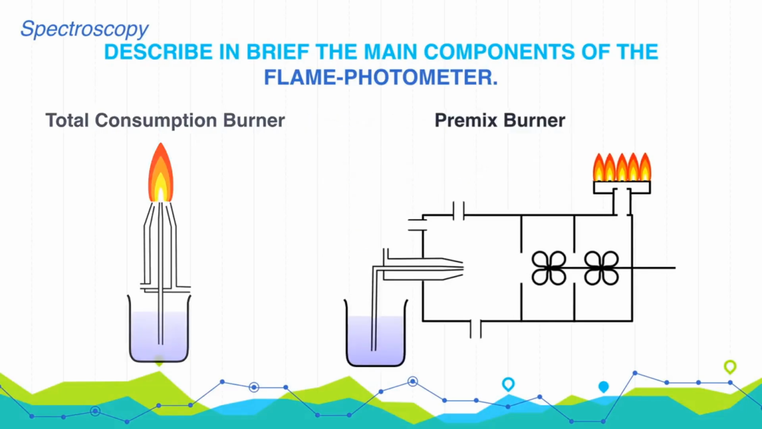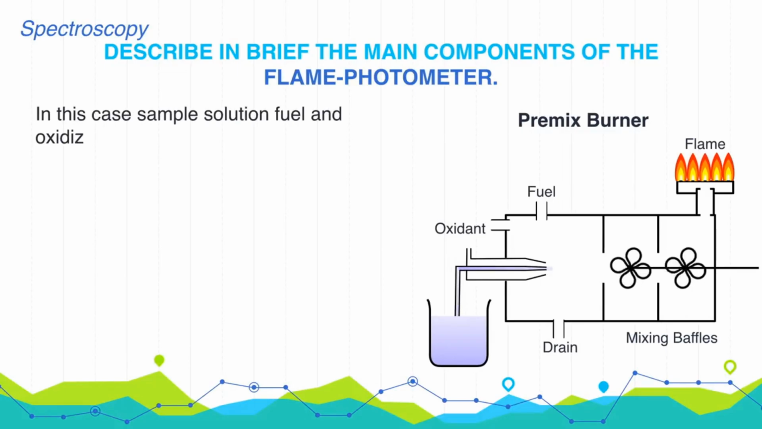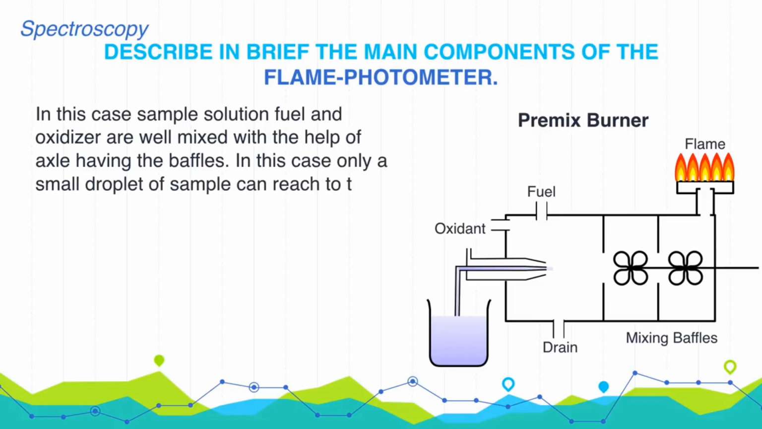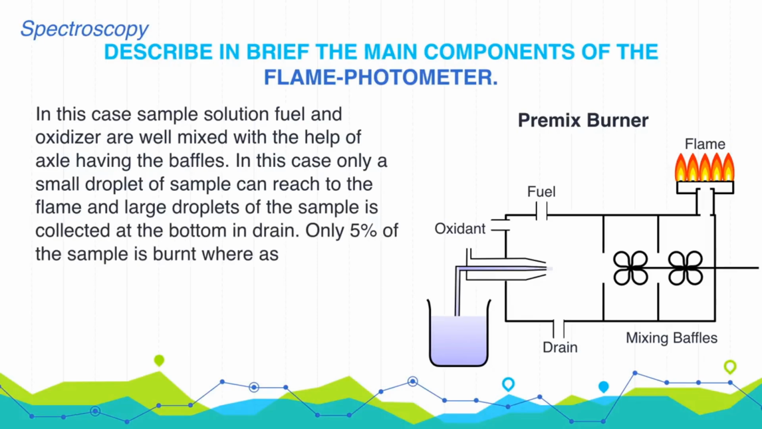Now let's talk about another type of burner, that is the premix burner. In this case, sample solution, fuel and oxidizer are well mixed with the help of a chamber having baffles. In this case, only small droplets of the sample can reach the flame and large droplets of the sample are collected at the bottom in a drain. Only 5% of the sample is burned, whereas 95% is condensed and drained out.